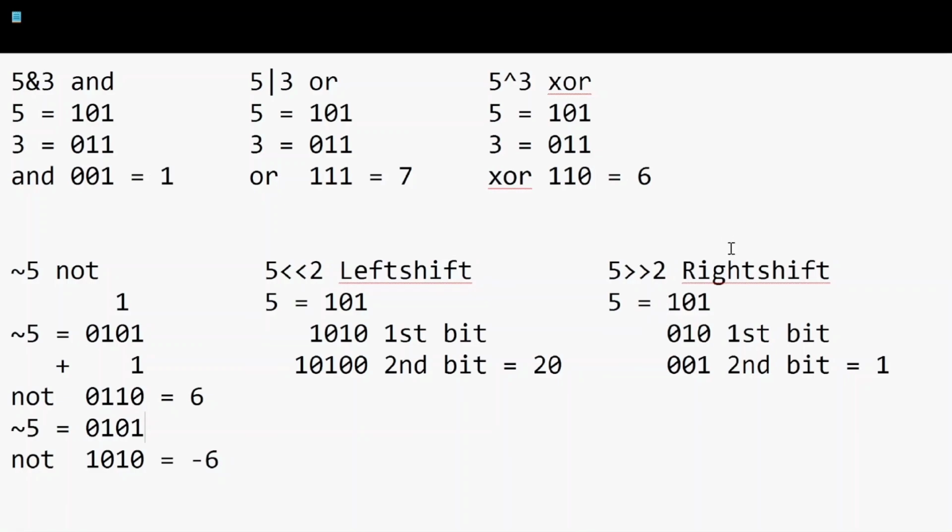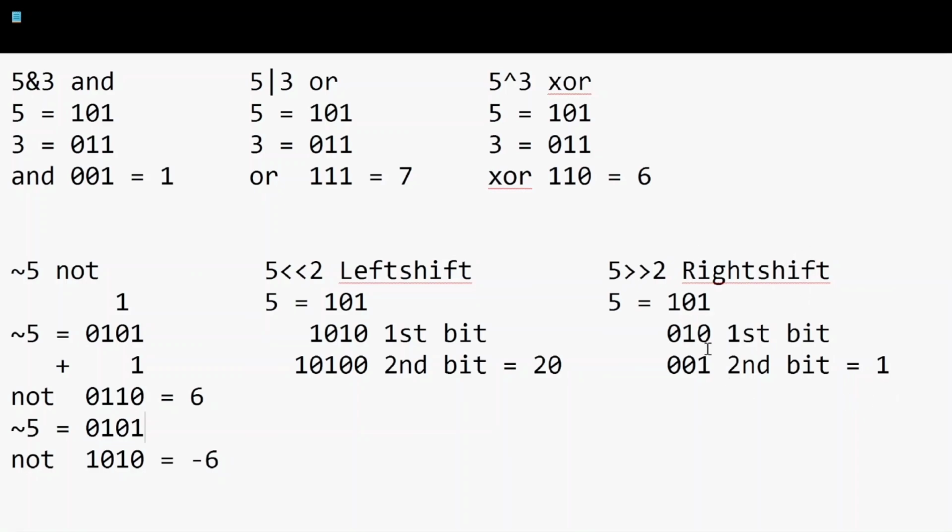Next is the right shift operator, 5 right shift 2. So 5 is equal to 101. Now we will right shift it. So 010 by shifting the first bit, and by shifting the second bit it will be 001. So 5 is equal to 101, and by shifting 2 bits it will become 001. So 001 is equal to 1 in decimal, so 5 right shift 2 is equal to 1 while performing the right shift operator.